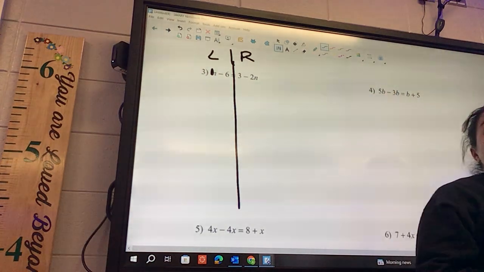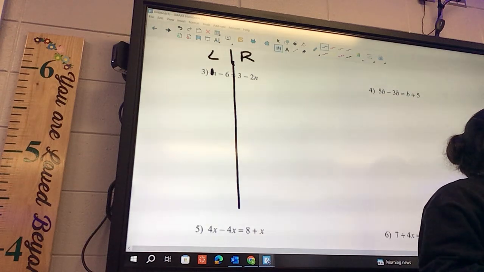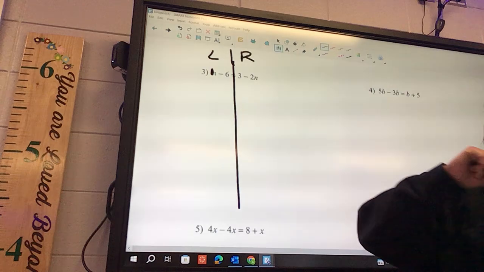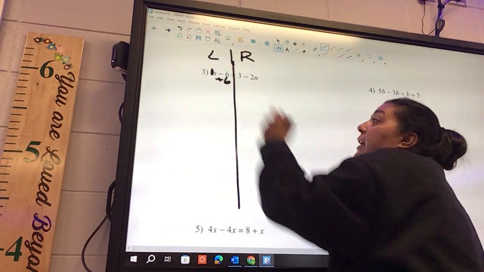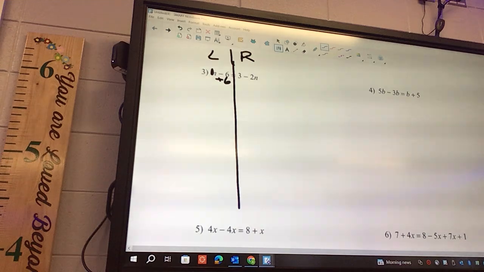-6, is that a letter or a number? A number. Where is he right now? On the left. Where should he be? On the right. So that means he needs to move. How do I move a -6? +6. Letters go with letters, numbers go with numbers. So where is the 6 going to go? If we do it to one side, we have to do it to the other side. Is he going to go under the 3 or the -2N? Under the 3.